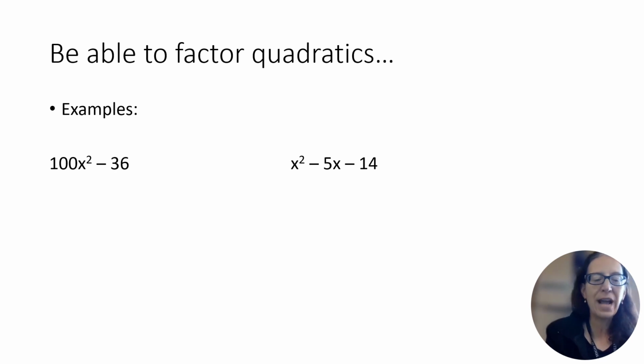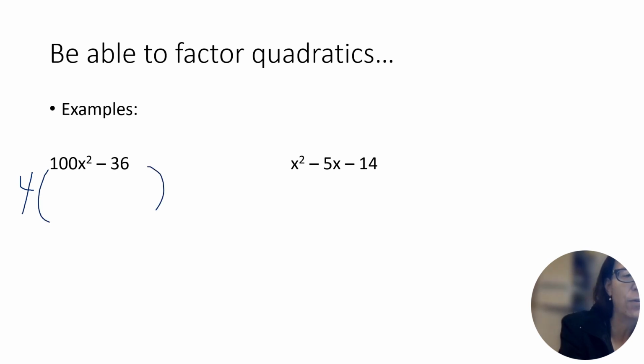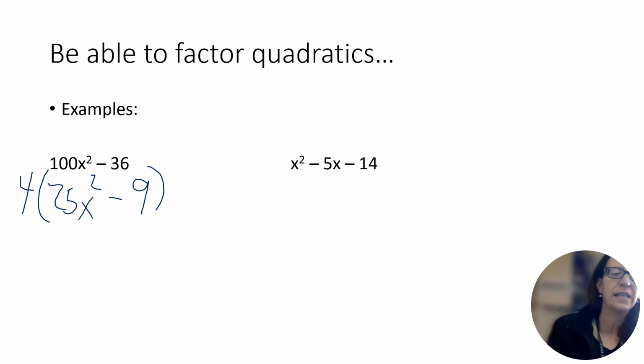So the 100x squared minus 36, I hope you can see that there's a common factor of 2 because they're both even numbers, but there's actually a bigger common factor, and that bigger common factor is a 4. And when I factor out the 4, if you say 4 times what gives you 100, that is 25, and 4 times what gives you 36, that is 9.